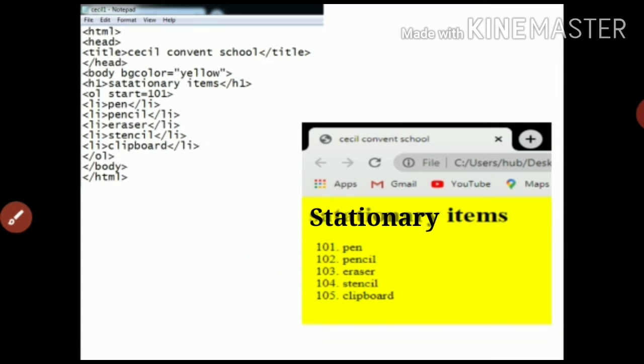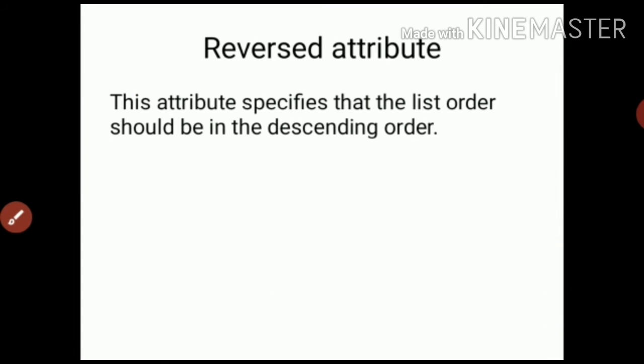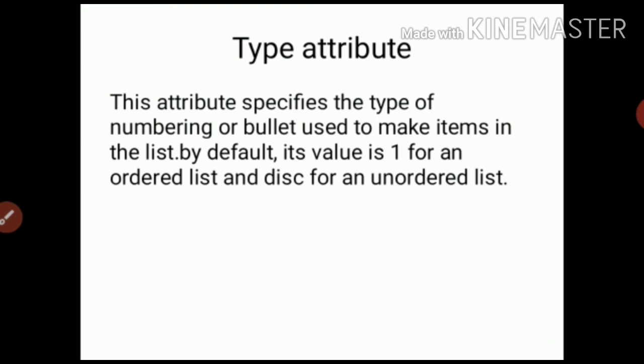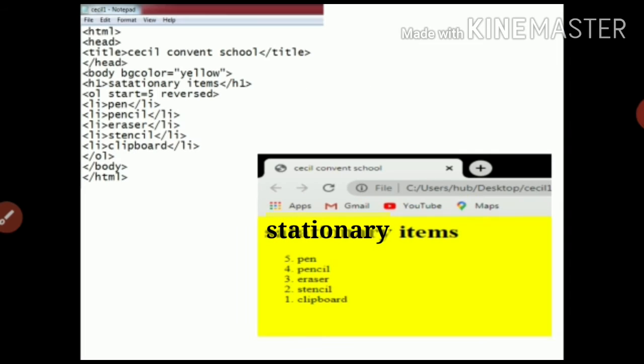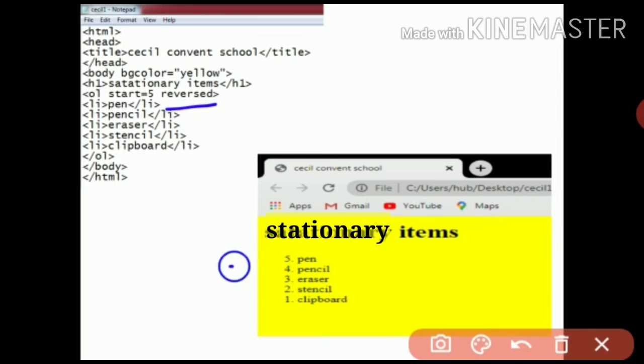Okay. Now again move to the next one, that is the reversed attribute. As the name suggests, reversed means backward counting. So you need to specify the values as well. Here we have OL start equals 5 reversed. Reversed means it will give you the desired result in descending order.